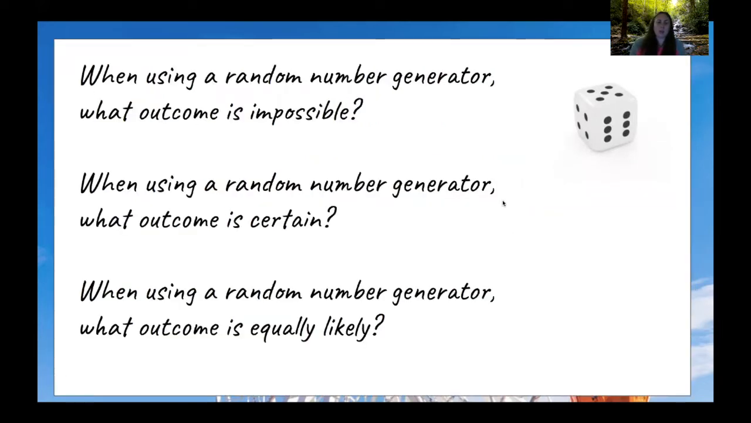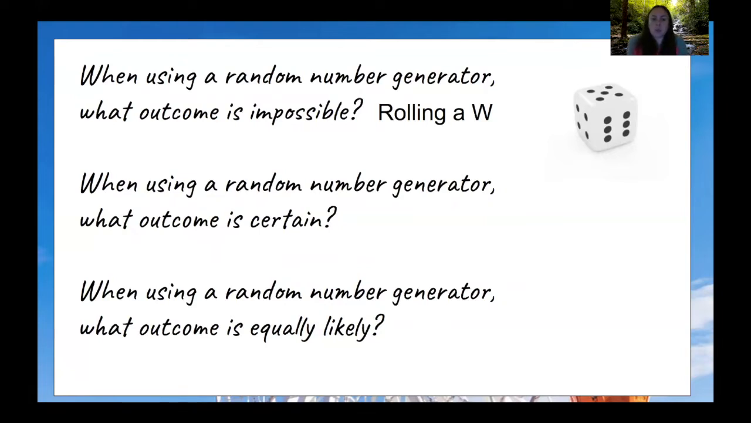All right, so when using a random number generator, what outcome is impossible? So what outcome could never, ever happen? Rolling a W. There are no letters on there. So anything that is not on there would be impossible. So a letter, different words, colors, you could say red. It's impossible to roll red.